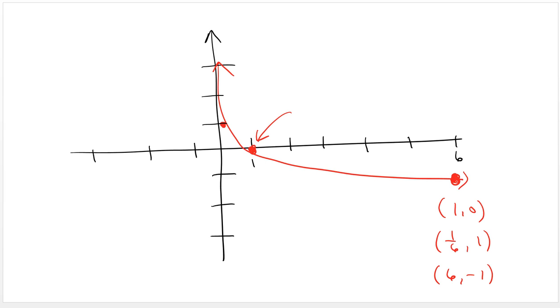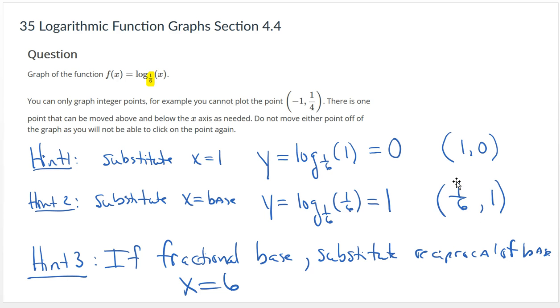Listen, I hope that helps. If I need to address another one, let me know. Send me your homework question, and I'll make another video. But I think those 3 hints are what you need. Hint 1, substitute x equals 1. Hint 2, substitute the base, unless the base is a fraction, and then Knewton Alta doesn't want you to do it. But it's worth doing it so you can check your graph. And then hint 3, plug in the reciprocal, but you only need hint 3 if you have a fractional base.